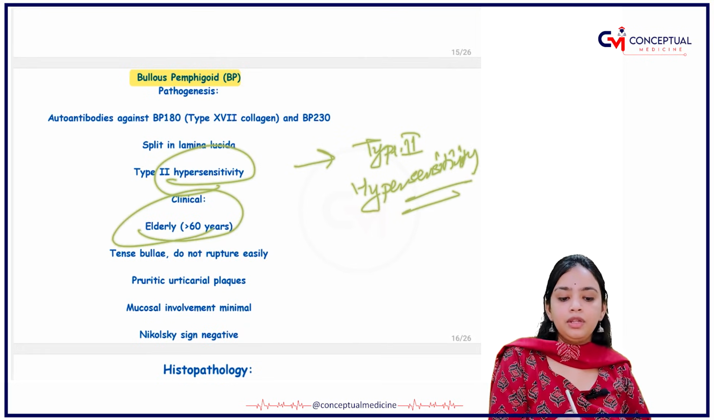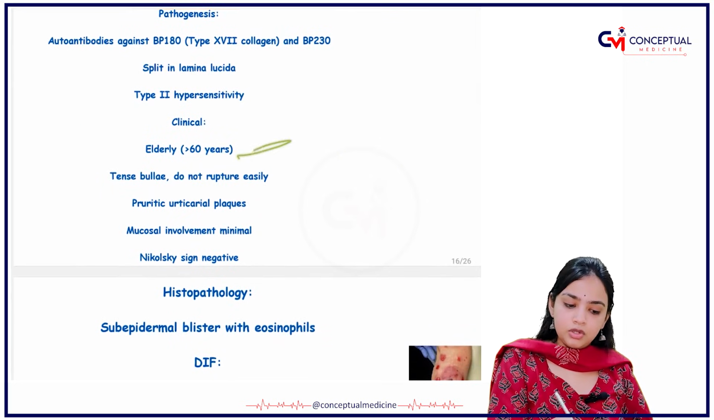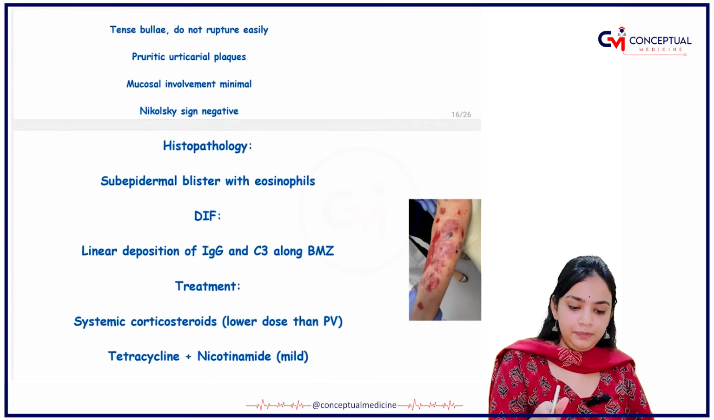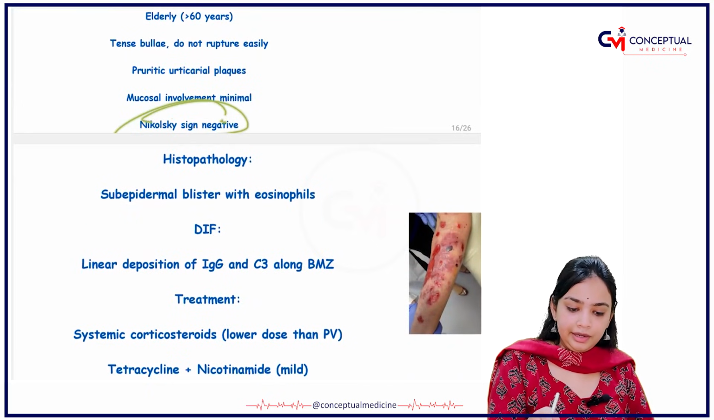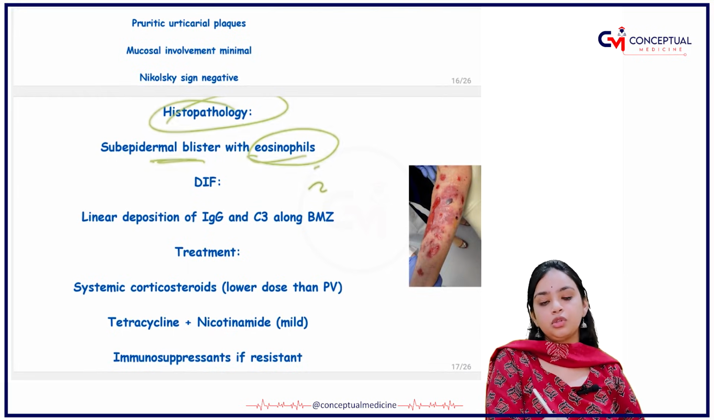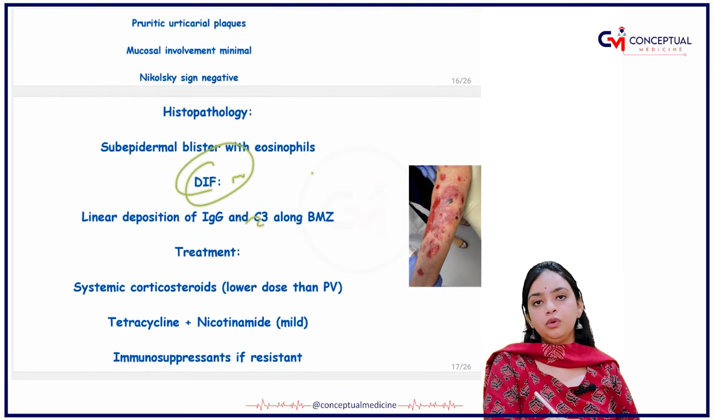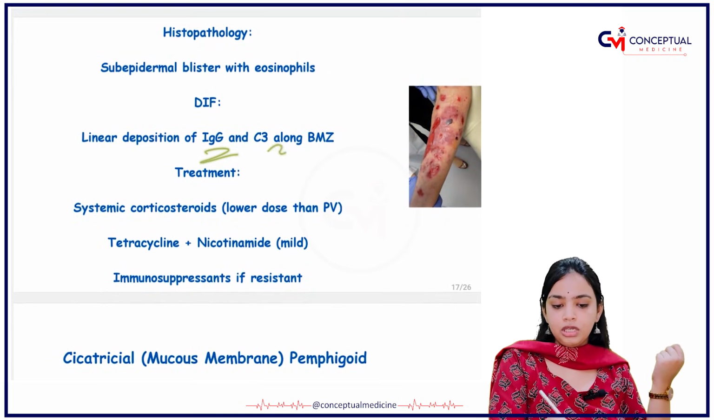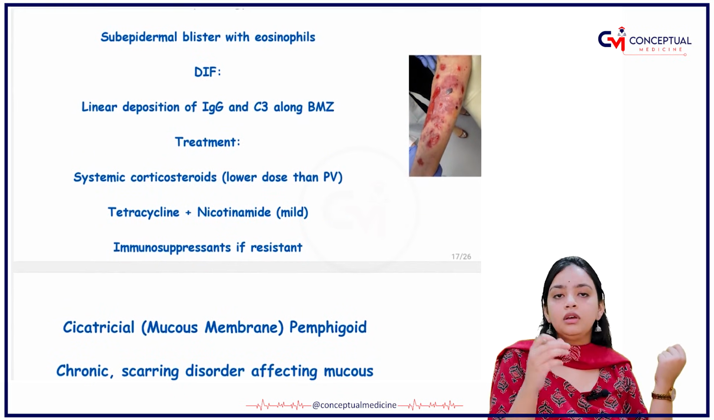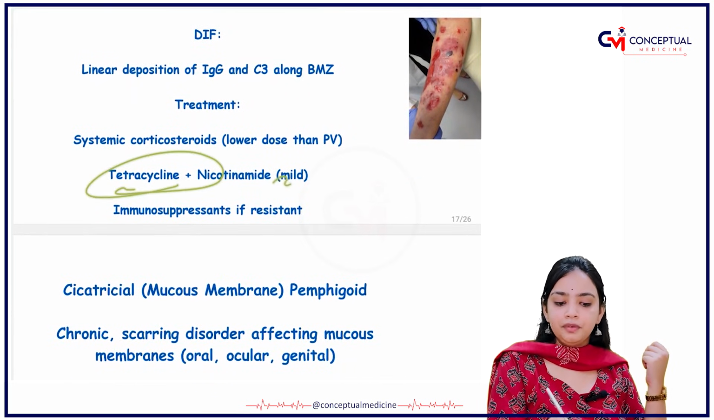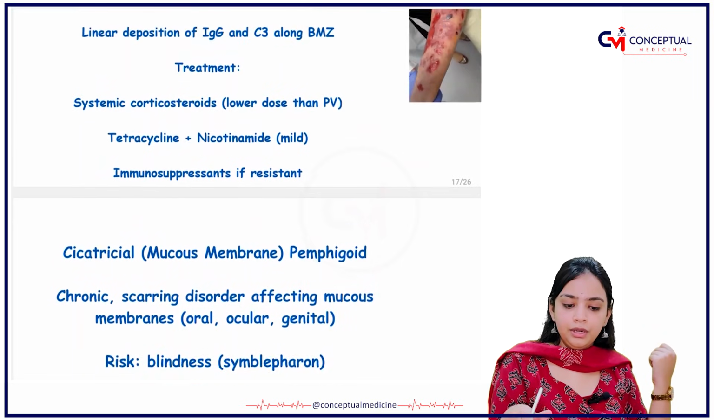Mainly it is found in elderly who are more than 60 years of age. Hence, bullae is there that does not rupture easily. Nikolsky sign is negative. In the histopathology, there will be subepidermal blisters with eosinophils. In the direct immunofluorescence, you are able to appreciate linear deposits of IgG and C3 along the basement membrane. For the treatment, you will give tetracycline and nicotinamide.